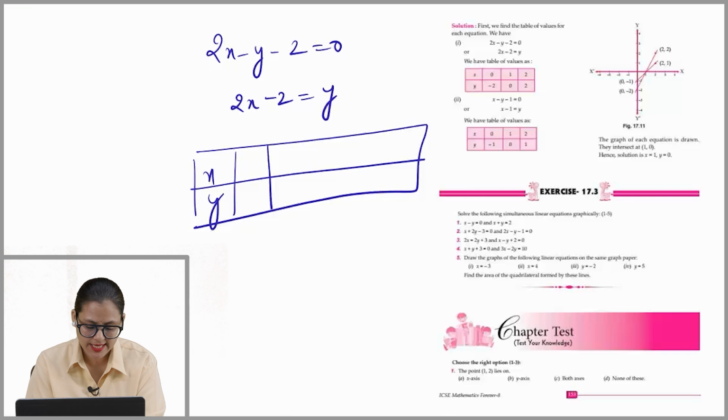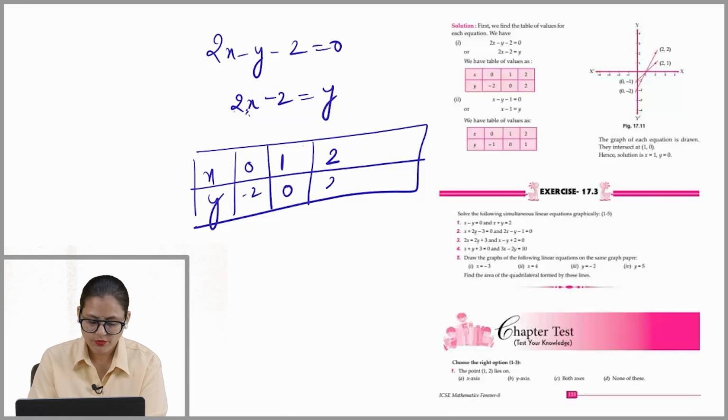If you put x as 0, 0 minus 2 is minus 2. If you put the value of x as 1, what will you get? 2 into 1 is 2, 2 minus 2 is 0. So you will get the value of y as 0. And if you put the value of x as 2, 2 into 2 is 4, 4 minus 2 is 2. Okay, now another equation is x minus y minus 1 is equal to 0, or you can write x minus 1 is equal to y.